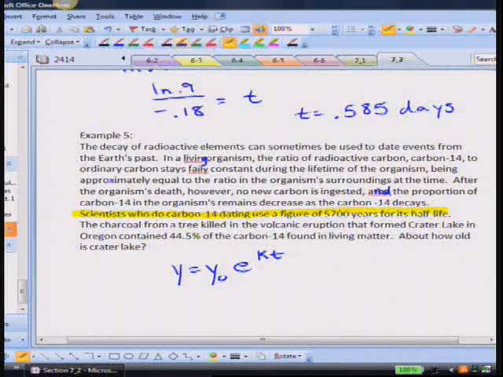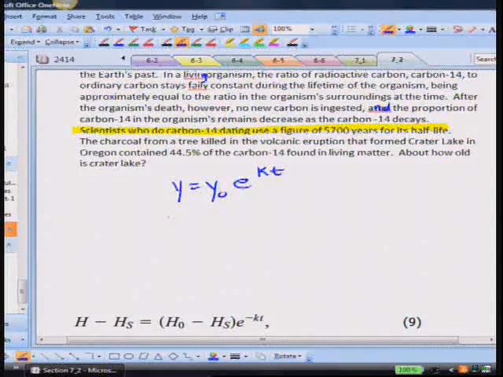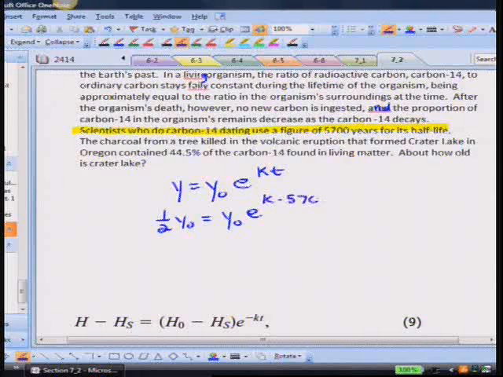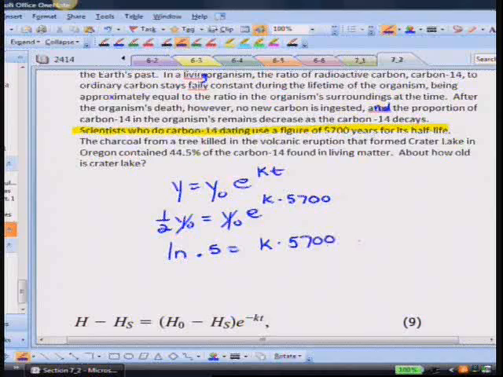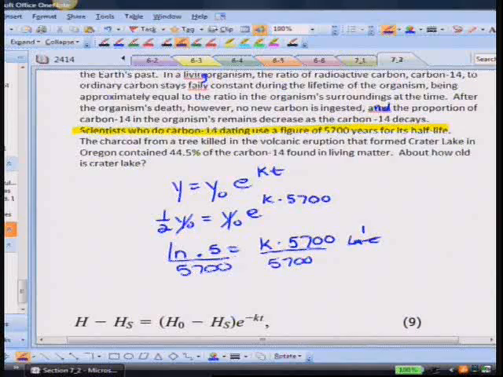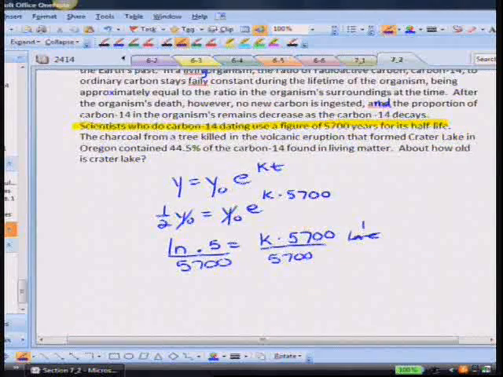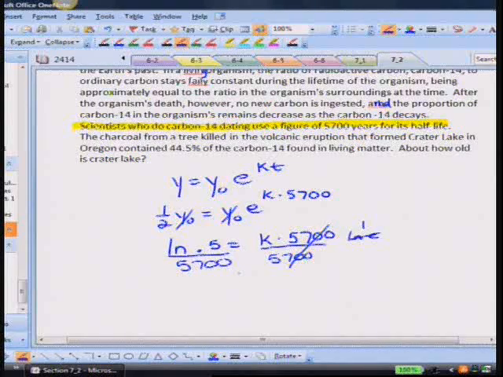So in order to find k, we can say that half of y naught is equal to y naught e to the k times 5,700. Everybody okay? Then the y naughts cancel, and you take the ln: ln 0.5 is equal to k times 5,700, since the ln of e is just 1. When you divide both sides by 5,700, you get your k, which is your decay rate. In general, if you know the half-life, you can find the rate by doing ln 0.5 over whatever the half-life of your substance is. Does that make sense? You can kind of see how that would work out.